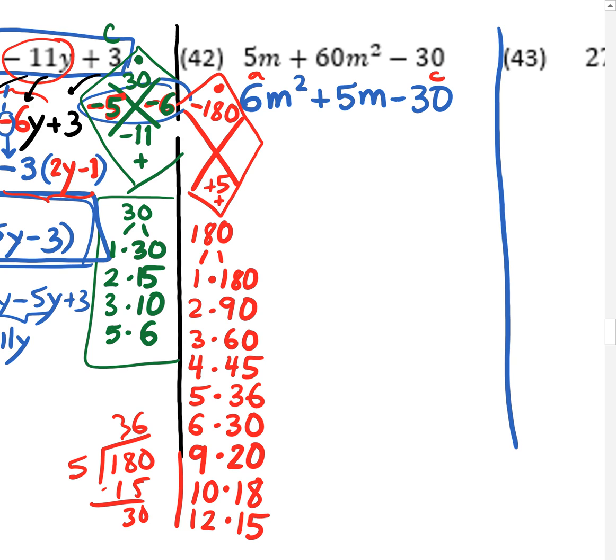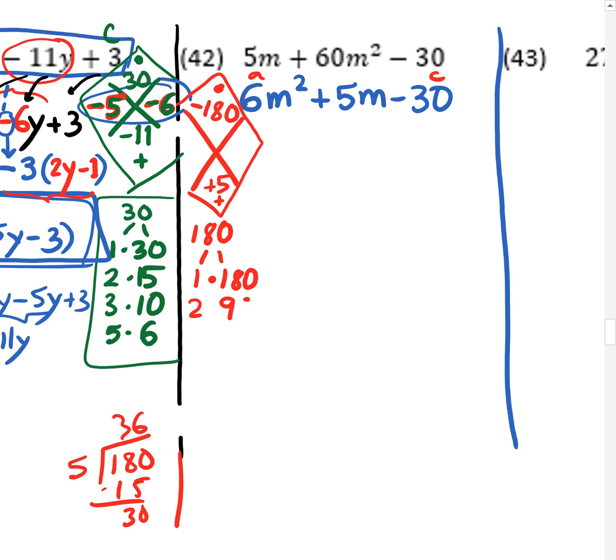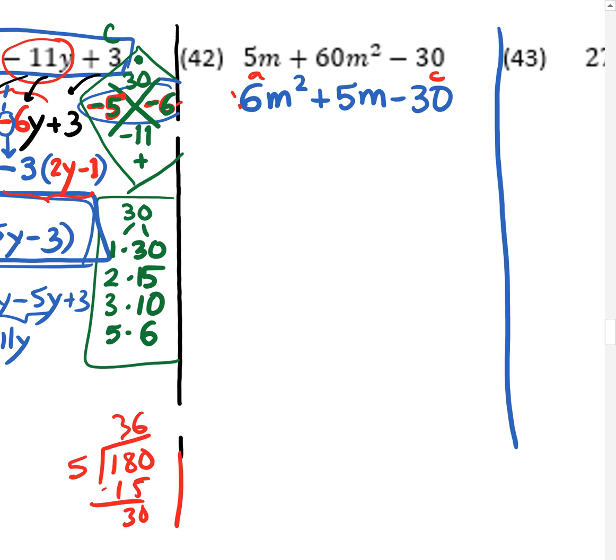Oh my gosh, I can't believe I just realized I wrote it down wrong, and that's what's going on. You guys are probably thinking, what the heck is she doing? It's 60m squared, not just 6m squared. No wonder this wasn't working out, huh? You're probably rolling your eyes at me right now.